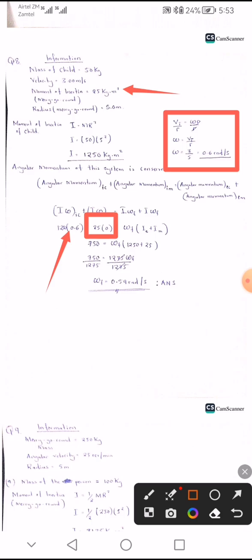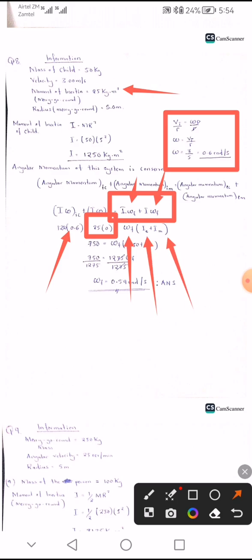Now on this other side here, we have this here, which is the sum of the angular momentum of the child and the angular momentum of the merry-go-round. Now, when the child jumps onto the merry-go-round, he or she spins with the merry-go-round. So that means they're going to be spinning at the same angular velocity. So we factor out this final angular velocity here. So you can see we have factored it out here. It's outside. Now we remain in the brackets with the moment of inertia of the child, and moment of inertia of the merry-go-round.